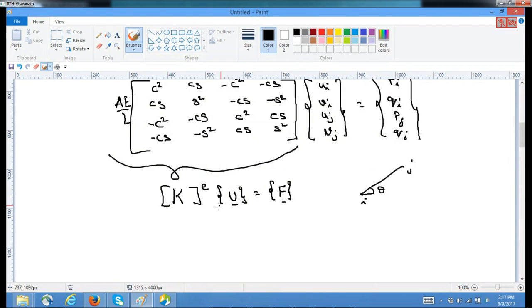With this, your ui, vi, uj, vj represent the global coordinate system, and pi, qi, pj, qj represent the global forces. These are global degrees of freedom and global forces, and depending upon the inclination, the coefficients would change in this manner, with AE by L as its longitudinal stiffness. So this is the element stiffness matrix. That is what we developed in the previous class.